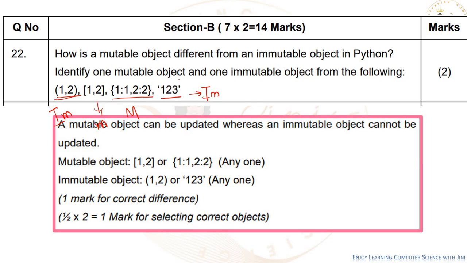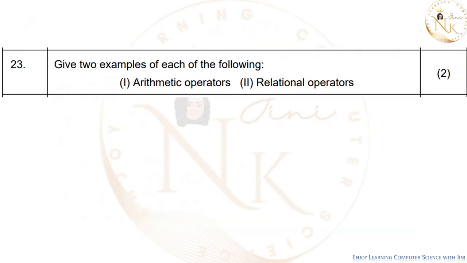So identifying one mutable object, half mark, one immutable object, another half mark, totally 2 marks for this question. Next one. Give 2 examples of each of the following arithmetic operators. What are the arithmetic operators? Very simple question, right? Plus, minus, then asterisk, division, modulus, floor division, double asterisk, and so on. So you have to write any 2.